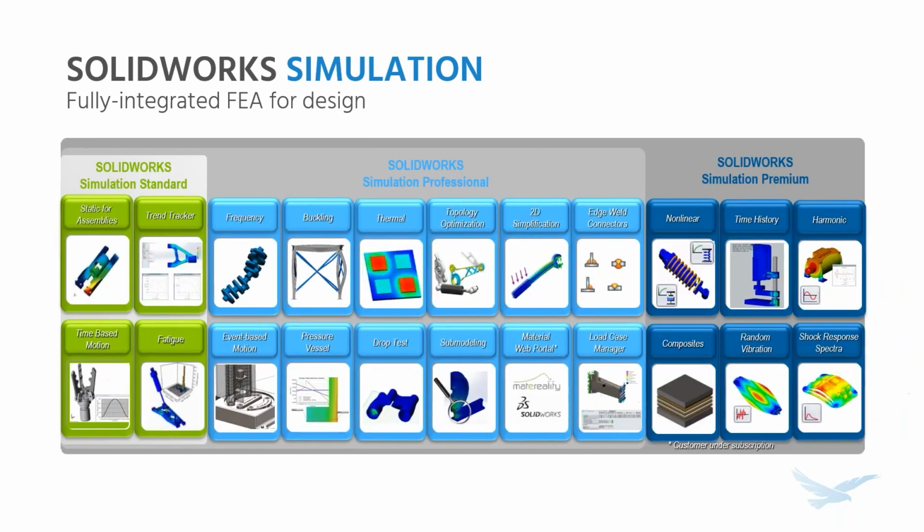Now, there are 3 different packages of SolidWorks Simulation: SolidWorks Simulation Standard, Professional, and Premium. And depending on which package you have access to, you'll have access to different types of studies. In the standard package, we can handle our static analyses. And then as we move to the right, we can take on more types of analysis like frequency, buckling, all the way up to nonlinear and dynamic studies in Simulation Premium.